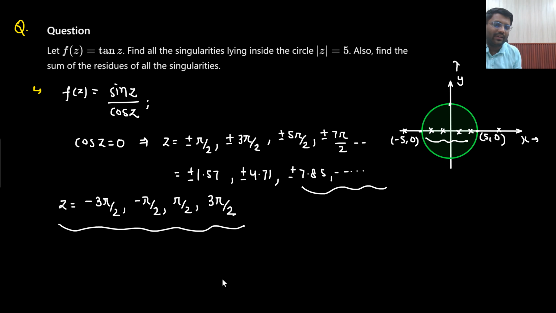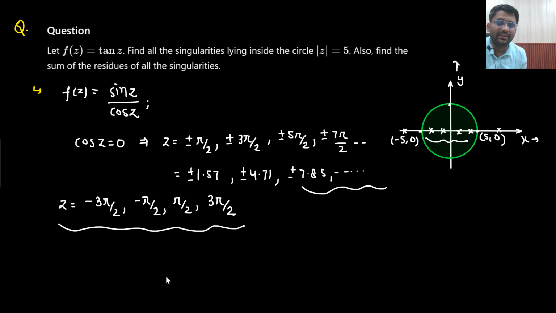Are the poles being repeated? No. Pi by 2 came only once. Minus pi by 2 came only once. 3 pi by 2 came only once. Minus 3 pi by 2 came only once. So are these singularities being repeated? No. How did you find out the singularity? By putting the denominator equals to 0.